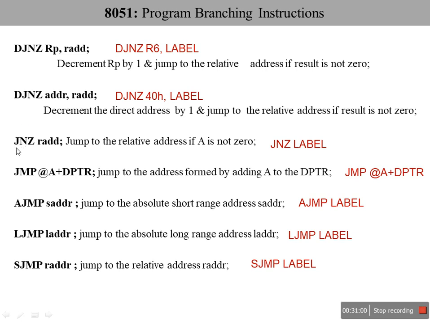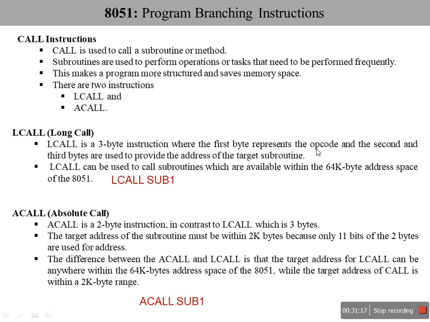For example, if you are using JNZ, jump on not zero, then it goes to whichever relative address is specified, and from that address the control will not return back to where it jumped from. Whereas in the case of a call instruction, the jump takes place to a specified location, and after executing that particular set of instructions, control again comes back to the place from where it left. So this is the difference.